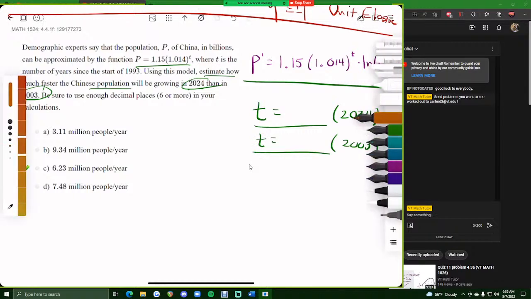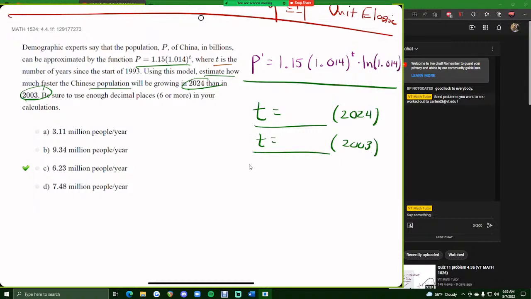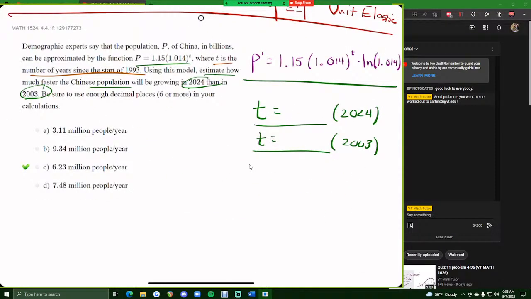They tell us that t is the number of years since 1993. So we find the difference of 2024 to 93. That's 7 years to get to 2000, and then 24 more years to get to 2024. So 7 plus 24 is 31. And then 1993 to 2003 is just an even 10 years. All right. So again, we want to find P prime at 31.